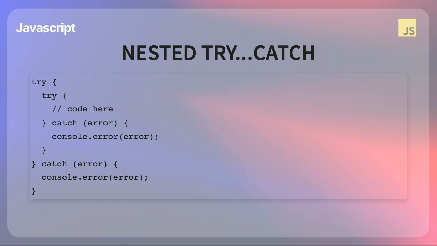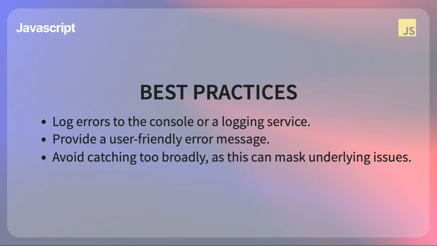What happens when we have nested try-catch blocks? Can we catch errors in the inner block from the outer block? When writing try-catch blocks, keep the following best practices in mind. This will help you write more robust and maintainable code.